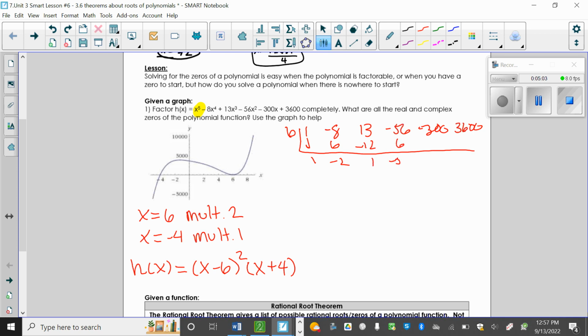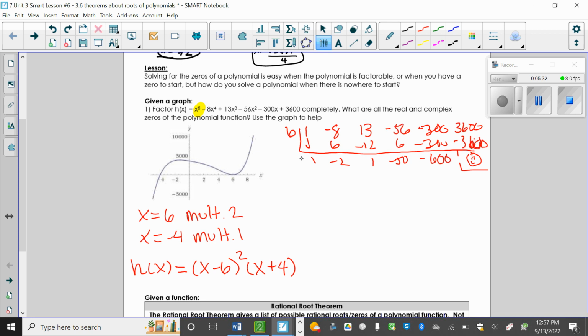multiply, add, multiply, add, multiply, add, and we get remainder 0, which we should get because we know x minus 6 is a factor of h of x. So it should go in evenly when we divide by it.